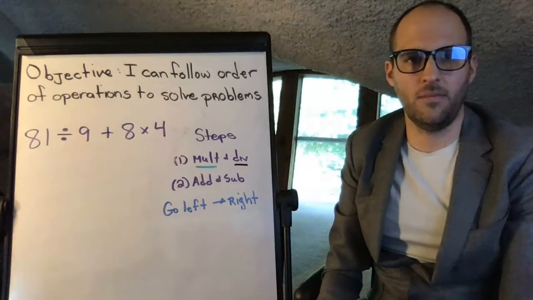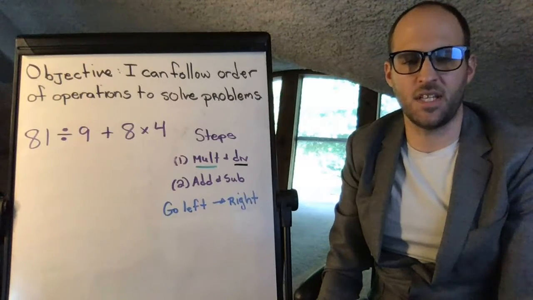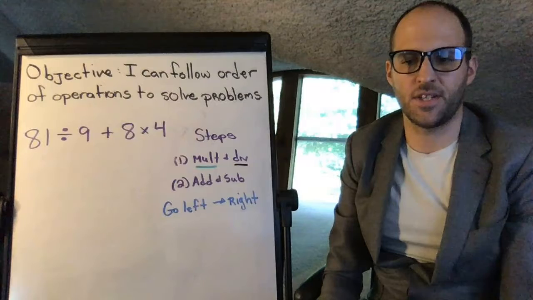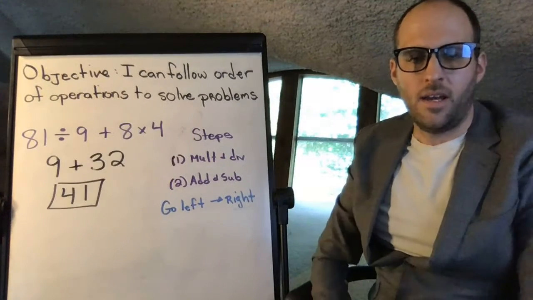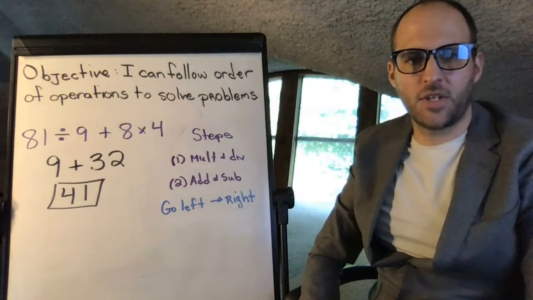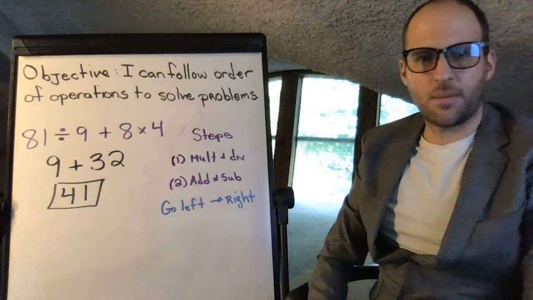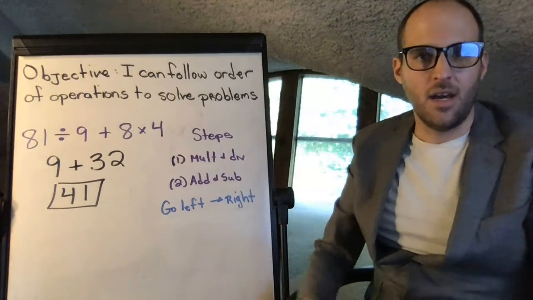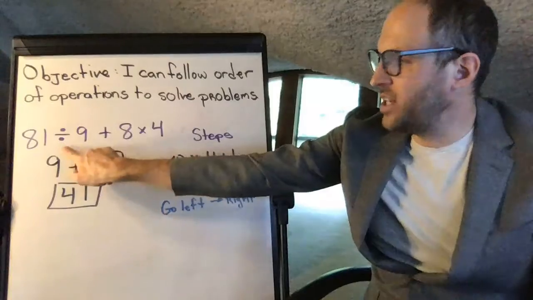Here's our new problem, 81 divided by 9 plus 8 times 4. Take a minute, see if you can get this answer 100%. In this problem, you should have come up with an answer of 41. Just like the previous problem, we have a multiplication and division operation, but in this case, the division comes first.